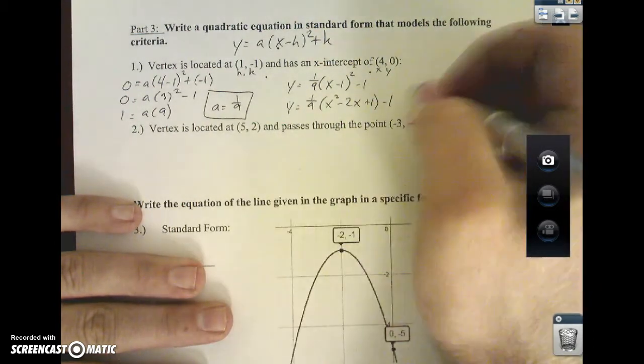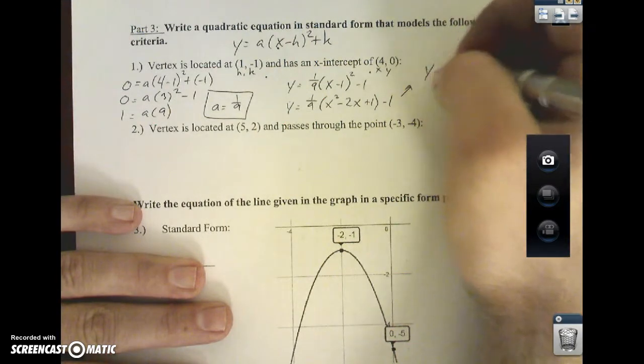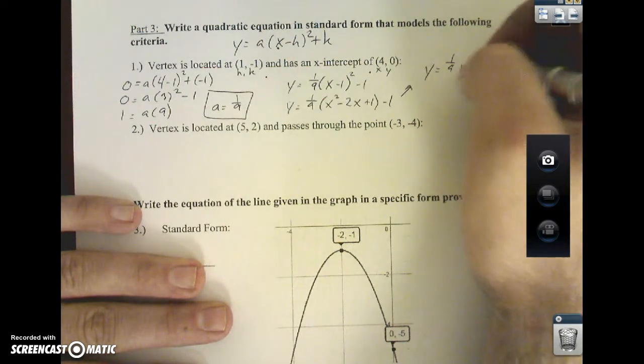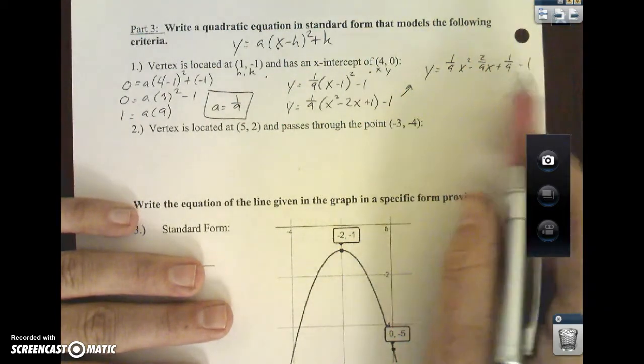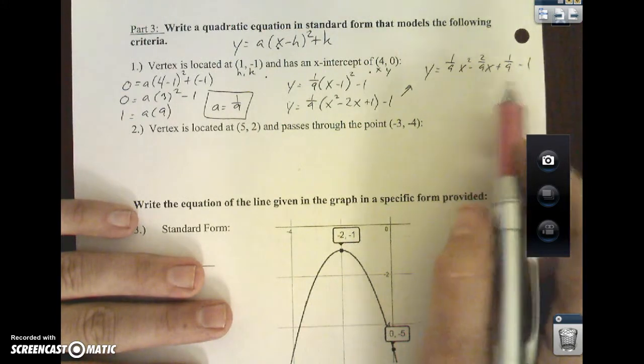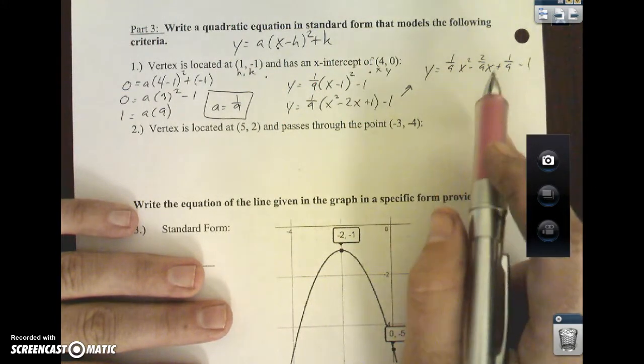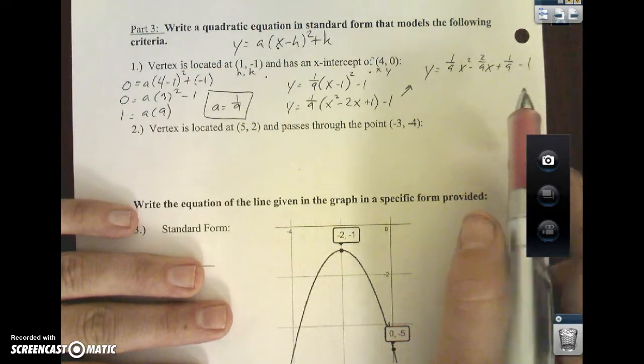I can distribute in that 1/9. So y equals 1/9 x squared minus 2/9 x plus 1/9 minus 1. I need to get a common denominator between these two. 1/9 minus 1 is basically 1/9 minus 9/9, or negative 8/9.